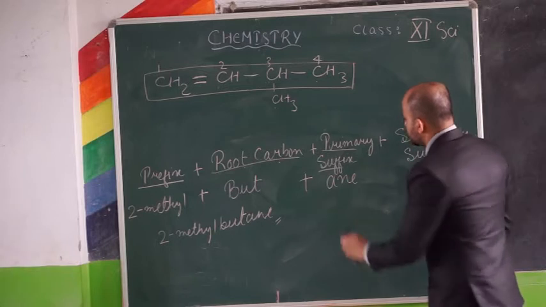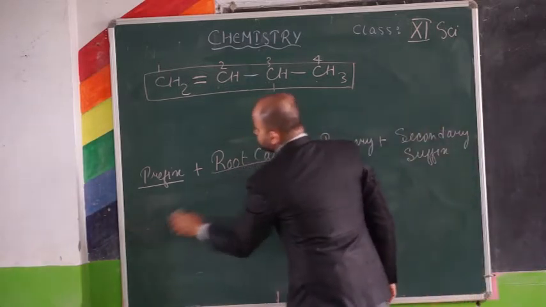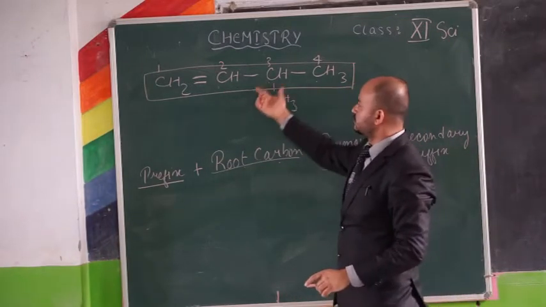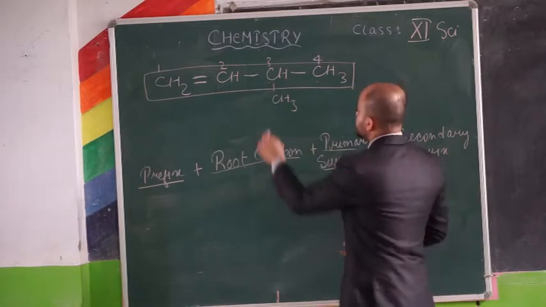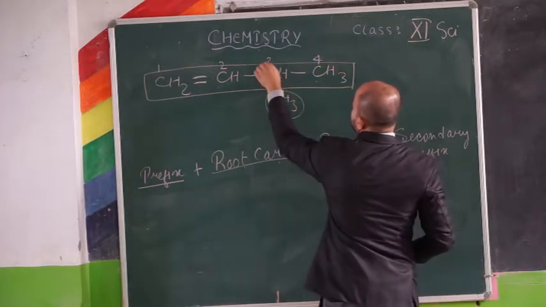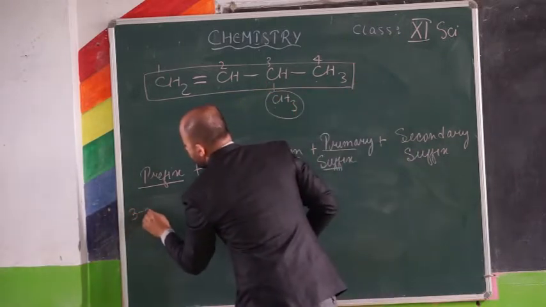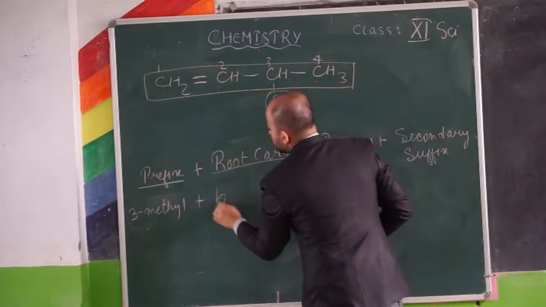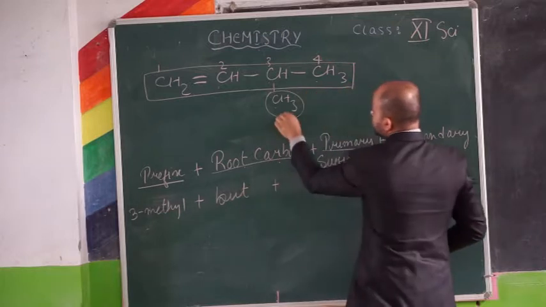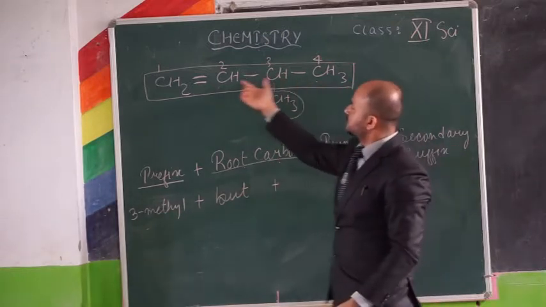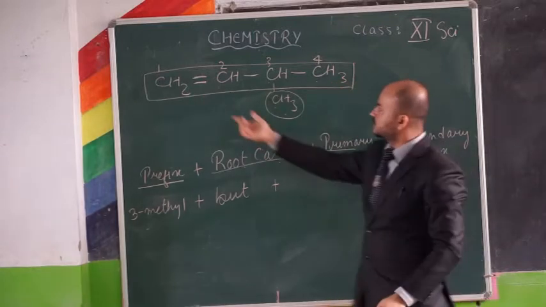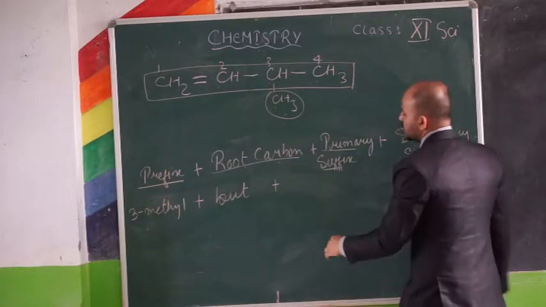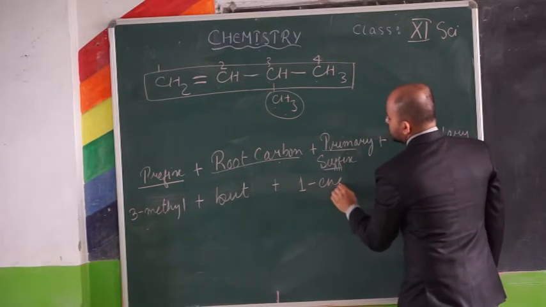So let's write the name of this compound then. Outside the longest continuous carbon chain that you have selected, a methyl group is present, CH3. This CH3 is attached to carbon number 3. So the prefix will be 3-methyl, plus root carbon. Here there are 4 carbons, therefore but. And in this particular compound, for the primary suffix, you can see a double bond is present. Therefore, you have to write it as alkene, E-N-E.